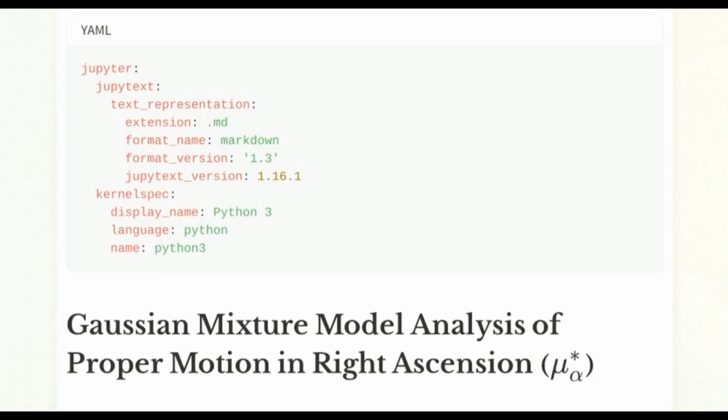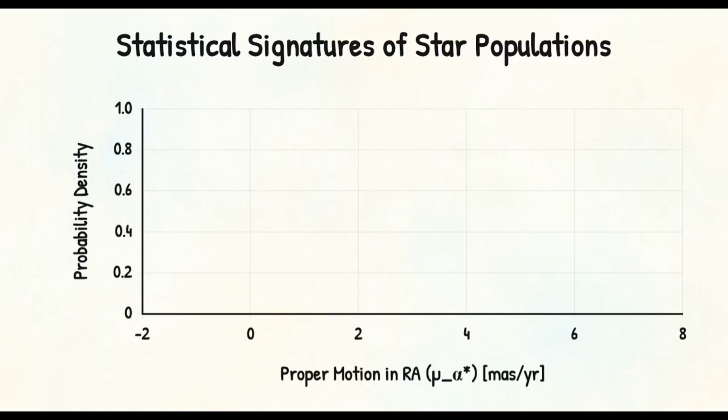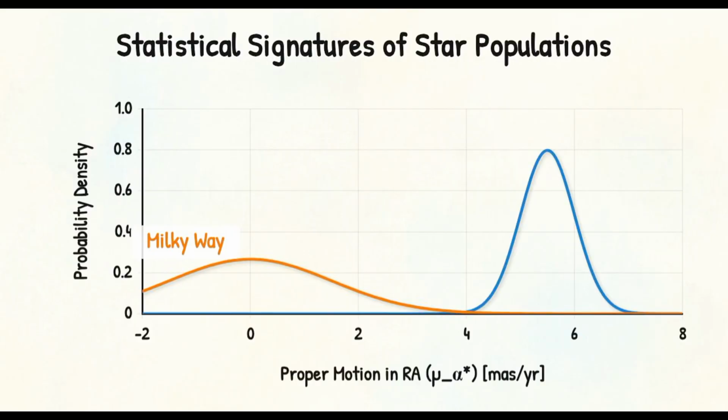To test this sorting pipeline before applying it to raw telescope data, we build a simulation in a Python Jupyter notebook. First, we plot Milky Way contaminants as a wide orange distribution centered near 0.0. Next, 47 Tucanae stars form a sharply peaked blue curve centered at 5.5. Finally, the Small Magellanic Cloud is a green curve centered at 1.0.